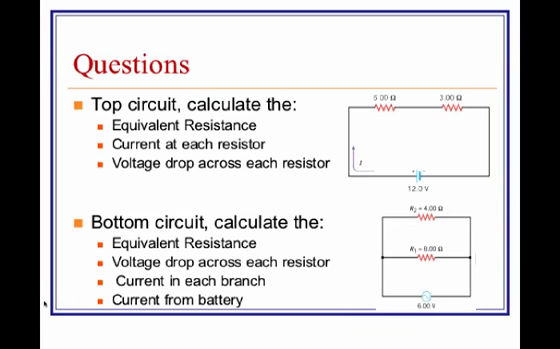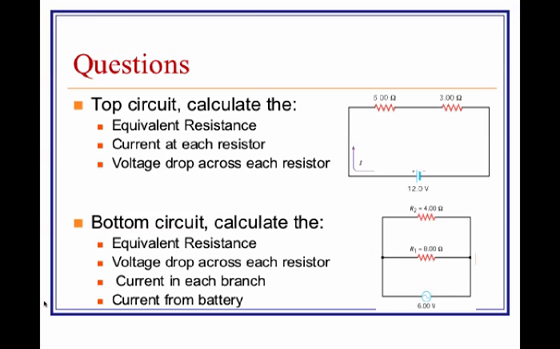All right, a couple quick review questions right here. There are more just problems than anything. So, two circuits. Top circuit, calculate the equivalent resistance. Tell me what the current is at each resistor. And then tell me what the voltage drop is across each resistor. The first resistor on the left is a 6 ohm, the second resistor is a 3 ohm, and the battery is a 12-volt battery. For the bottom circuit, please tell me the equivalent resistance.